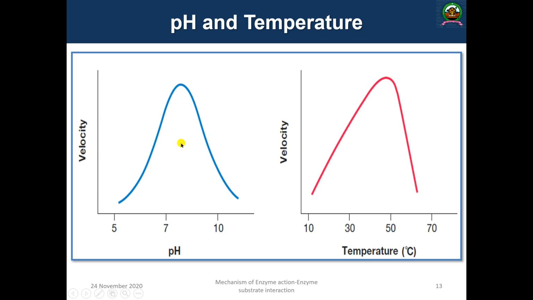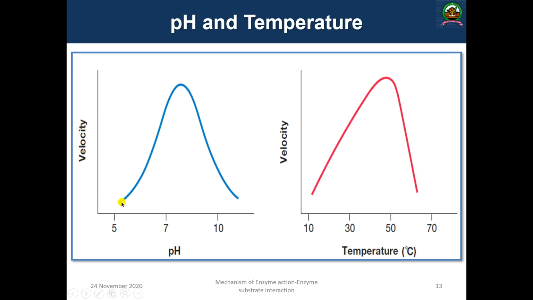Similarly for temperature, with temperature along the x-axis and velocity along the y-axis, at 10, 30, 50, 70 and so on. When the temperature increases, the velocity also increases, until it reaches the saturation level somewhere around 40 to 45 degrees centigrade, just below 50 degrees centigrade, where it reaches the maximum level. But if you increase beyond 50, it falls straight away. That is the importance of temperature.